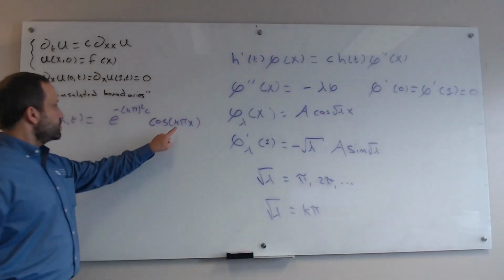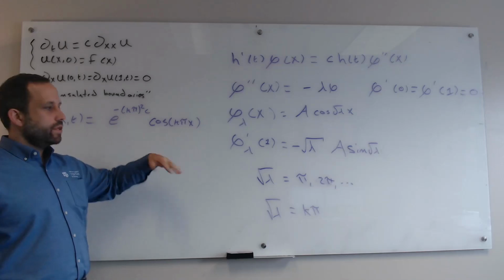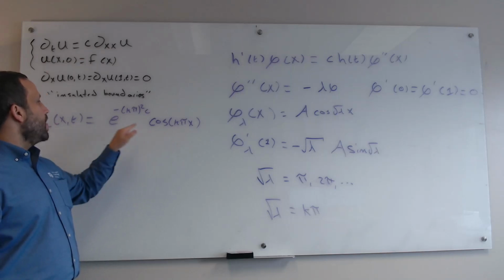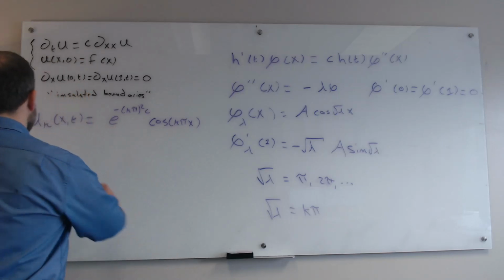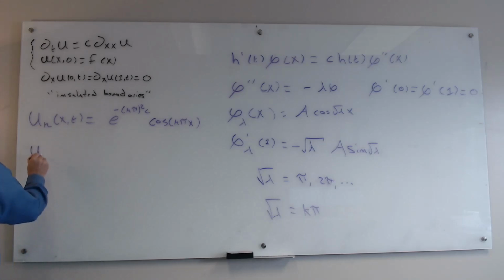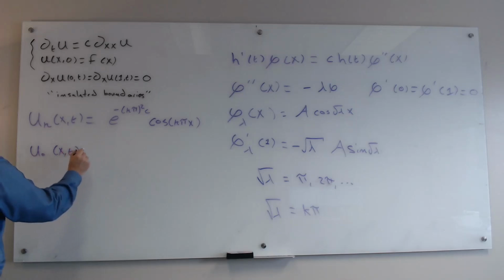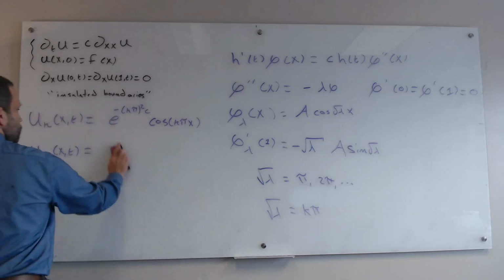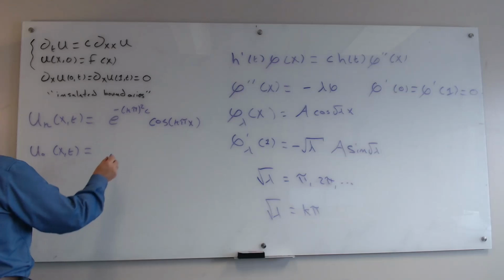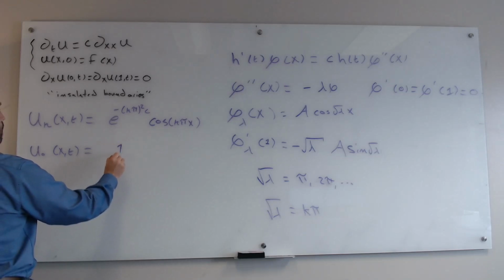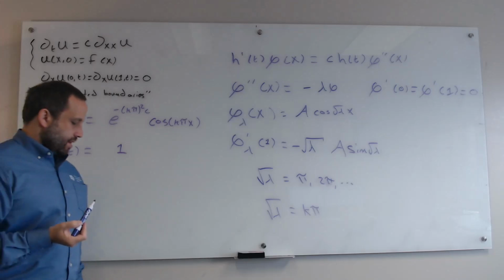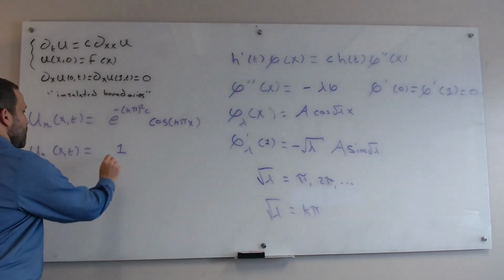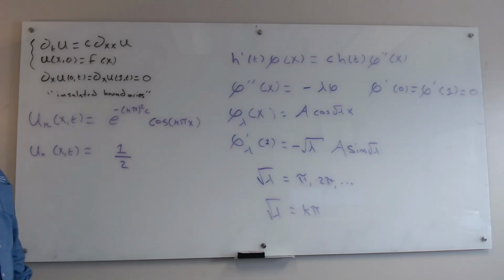Now, when k is equal to 0, we have cosine of 0. If k equals 0, that corresponds to lambda being equal to 0. So if k is equal to 0, we have cosine of 0, and we have 1 here, so that kind of works. But we like to say it separately: u_0 of x, t is just going to be equal to 1. And really, for reasons that will make sense in just a moment, I'm going to say that it is actually equal to 1/2.